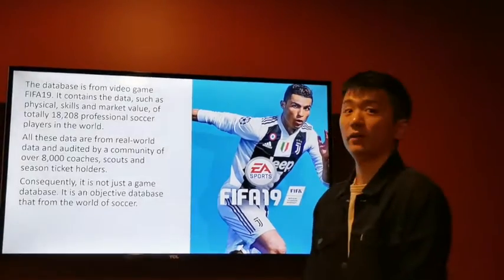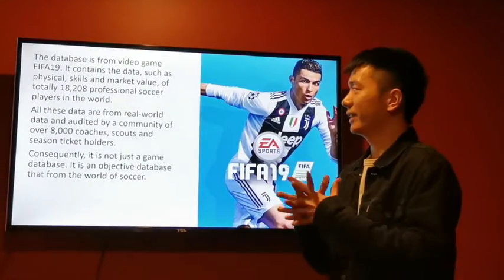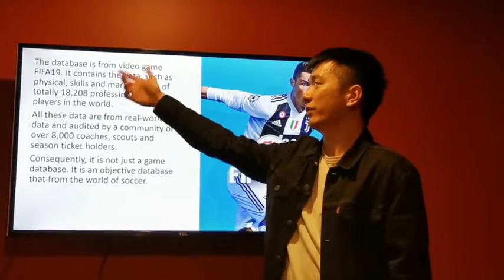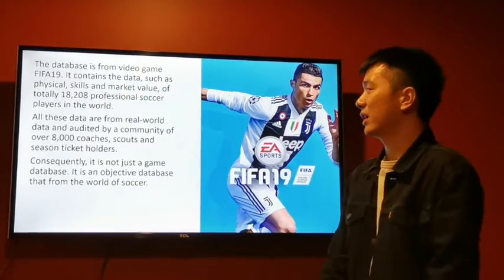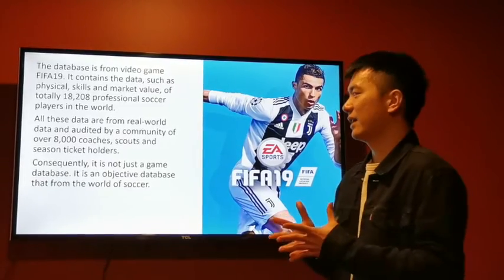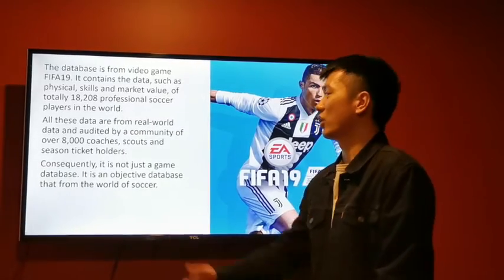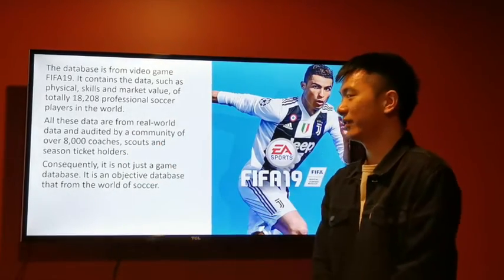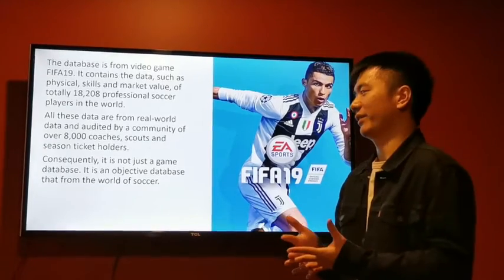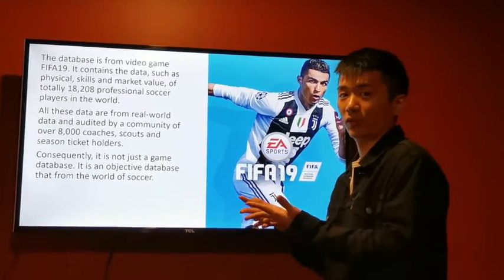Our database is from the video game FIFA 19. It contains all the data from real-world players, such as physical skills and also the market values. All this data is from the real world and updated by a committee of over 8,000 coaches, scouts, and all the season ticket holders. So it's not just a game database. It's also an objective database from the real soccer world.